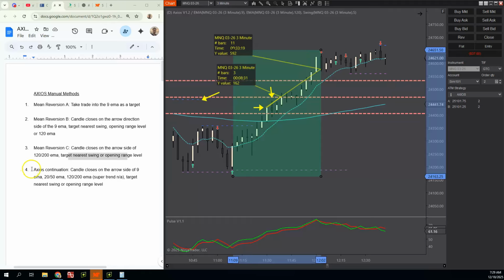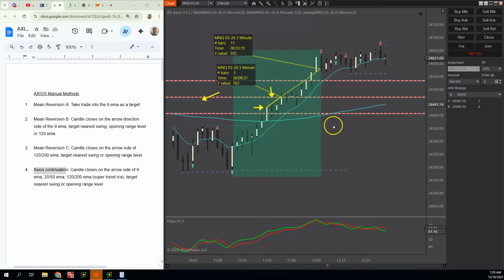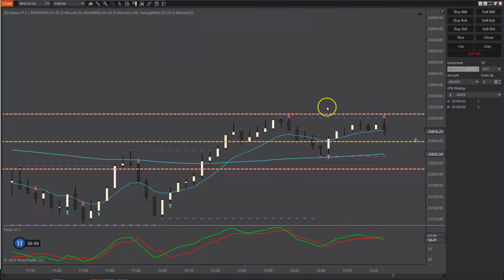Okay, so number 4, Axios continuation. See, like number 2 and number 3 are kind of the same. Number one's basically like take the green arrow and target the 9 EMA. Number 2 and number 3 are like it closes above the 9, target the next thing. Number 3 is it closes above the 100, 120, target the next thing. Now number 4, Axios continuation, that is, let's see if I can find one of those. You know what I think?